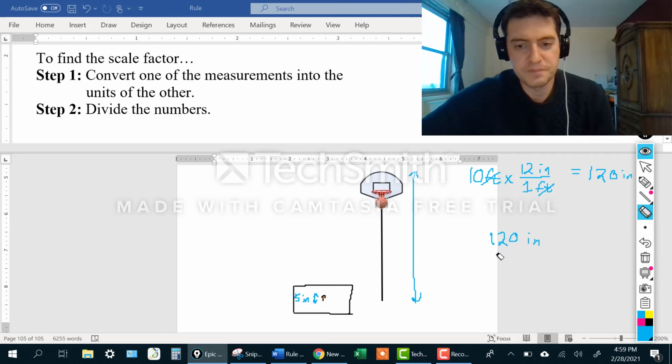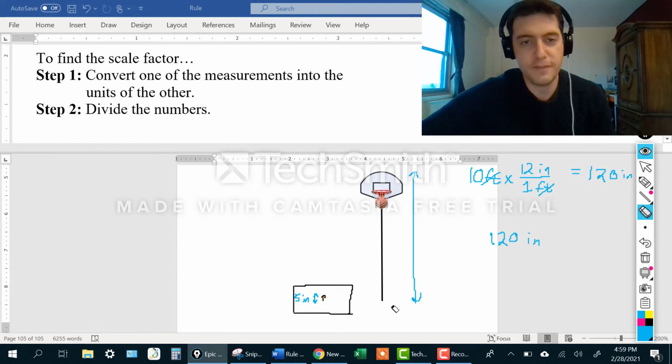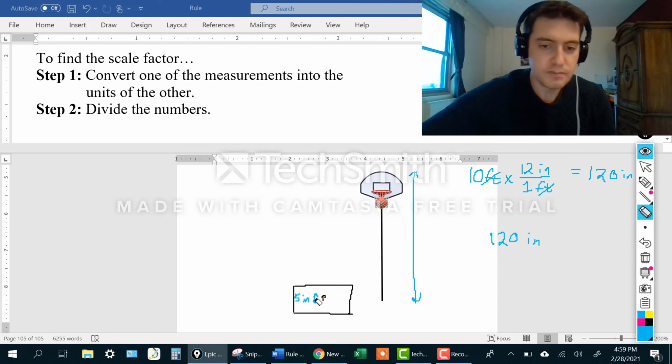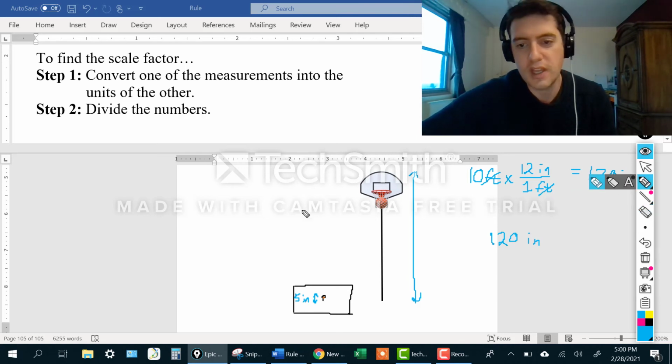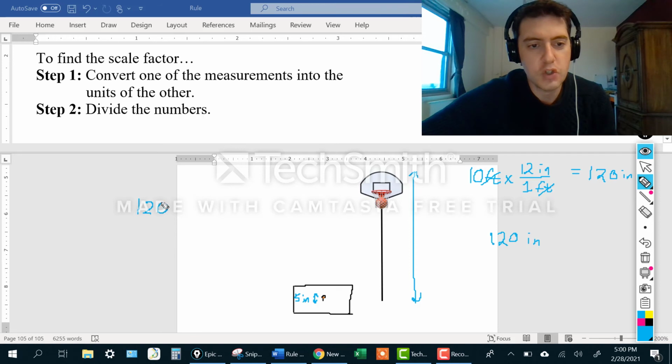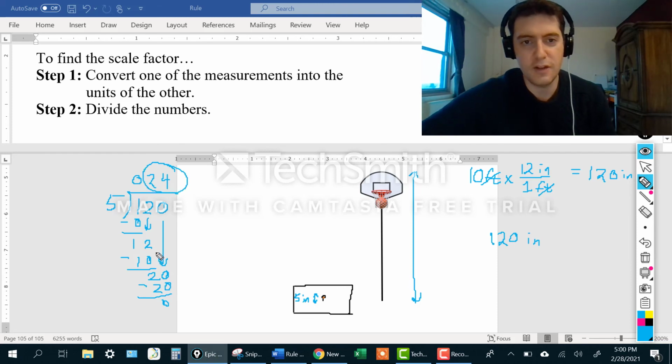Now for step 2, we can actually divide these numbers. Since this real-life basketball pole is being measured in inches, and this picture is also being measured in inches, to figure out how many times larger this is than this, we can actually just divide these numbers. So again, on the side somewhere, 120 divided by 5. 5 goes into 12 twice. 5 goes into 20 four times. Okay, so this is the scale factor here, 24.